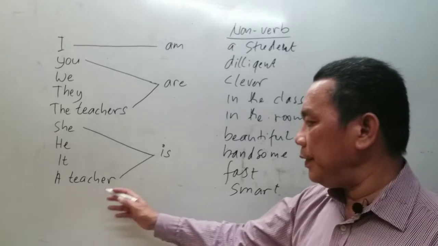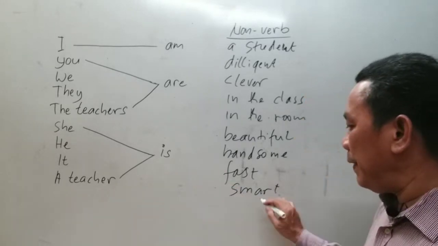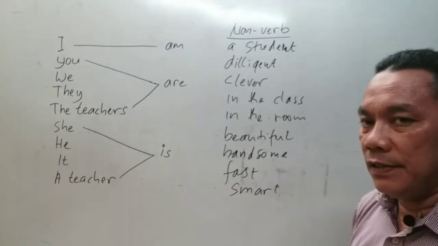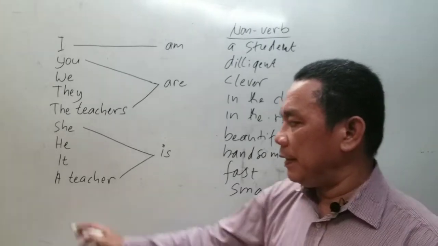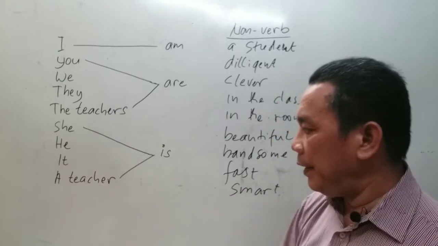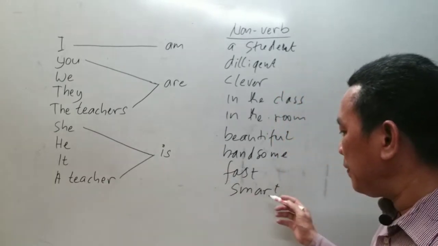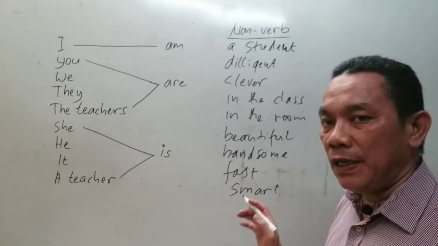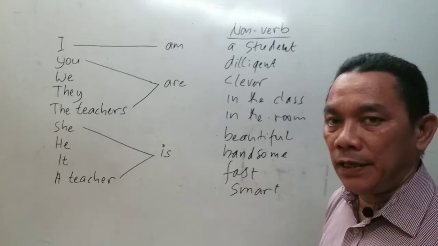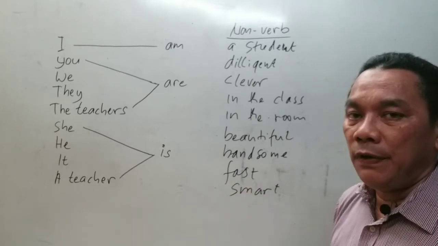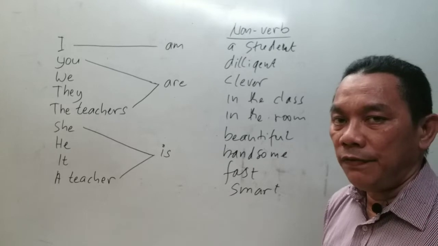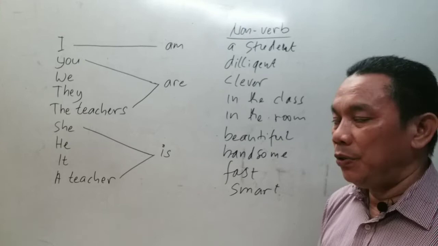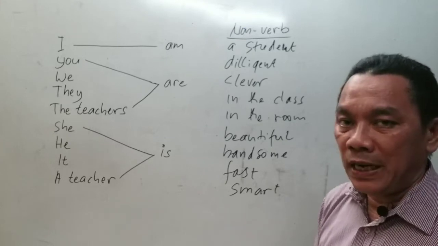Okay? A teacher is smart. Because smart is non-verb, I use to be in the sentence. The to be is is because the teacher is one. Again, a teacher is smart. Now remember, if we want to change this sentence into, let's say, negative, let's say interrogative, let's say negative interrogative, now we deal with the to be. Okay? We don't use do anymore, we don't use does anymore.